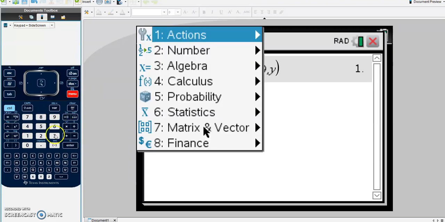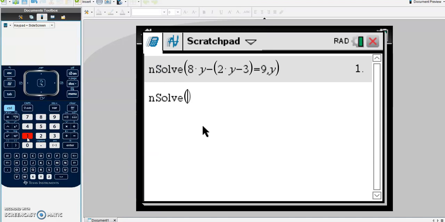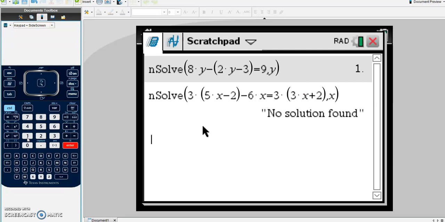So I have menu 3, 1 again. And this time my problem is 3 parentheses 5x minus 2, minus 6x equals 3 parentheses 3x plus 2. Again, comma, and my variable, which is x. Enter, and it says no solution found. So what does that mean if I have no solution found? That means no matter what we try to put into our x, nothing is going to work.